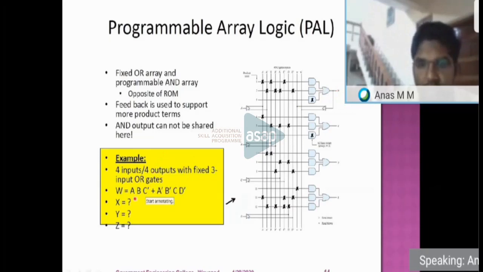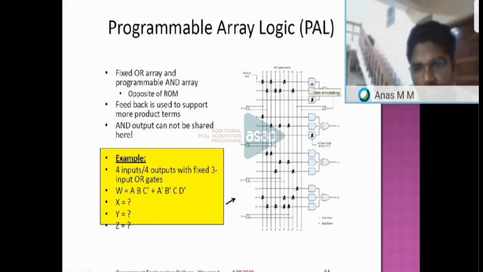The first output is W, and W is the output of the first OR gate. To the first OR gate, we are connecting the outputs of the first 3 AND gates. Let's look at the first AND gate. In this first AND gate, we are connected A, B, and C bar. So the output of the first AND gate, the minterm, will be A, B, C bar.